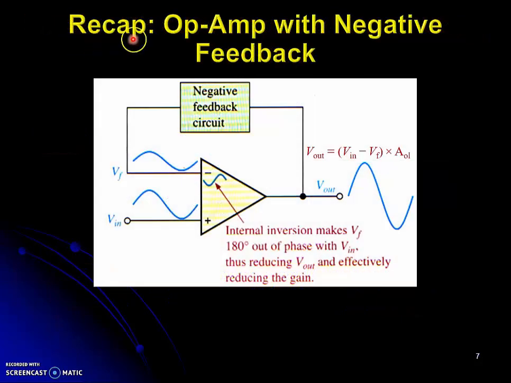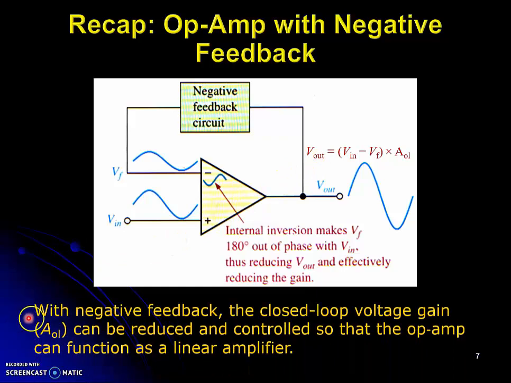Let's carry on the recapitulation. This is a negative feedback loop connecting to the inverting terminal. With the negative feedback loop, Vout will not be saturated. It is because when Vout increases, Vf also increases. When Vf increases, this difference decreases. As a result, Vout will be decreased and not possible to stay in saturation with large amplitude.